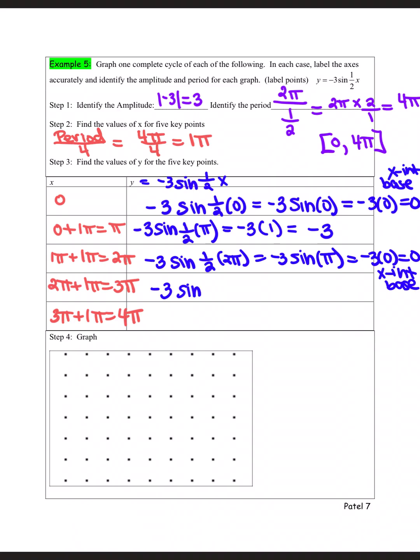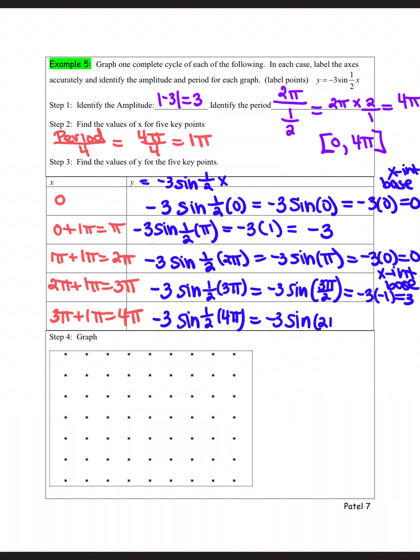So evaluating at 3 pi, negative 3 sine of 1/2 times 3 pi. Well, 1/2 times 3 pi is 3 pi over 2. So negative 3 sine of 3 pi over 2. Well, we know sine of 3 pi over 2 is negative 1. And so negative 3 times negative 1 is 3. Evaluating at 4 pi, we have negative 3 times sine of 1/2 times 4 pi, which is 2 pi. So negative 3 sine of 2 pi is 0, and negative 3 times 0 is 0.